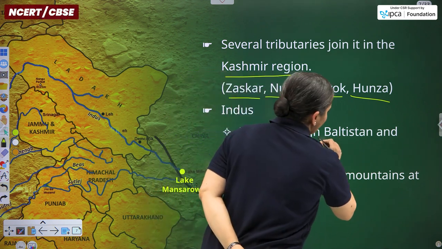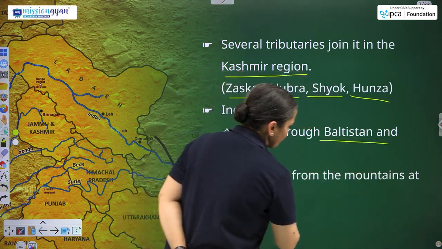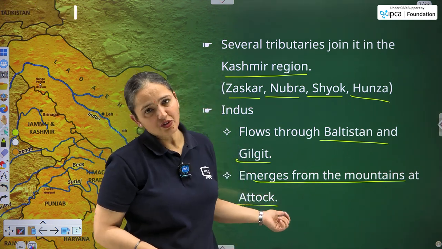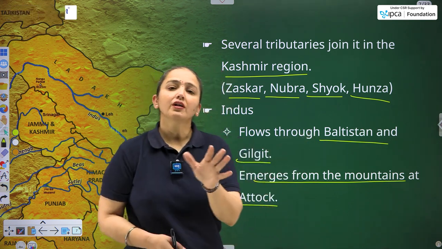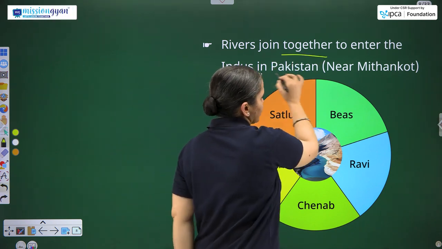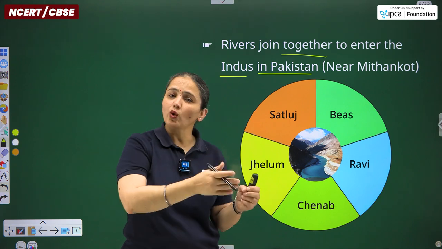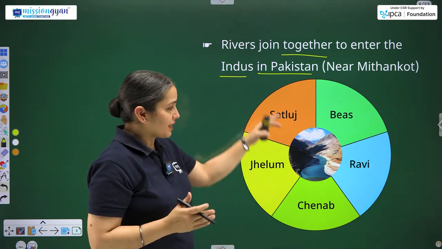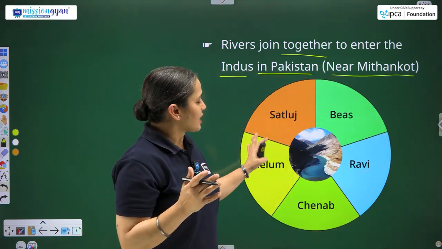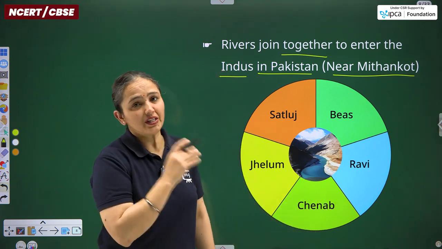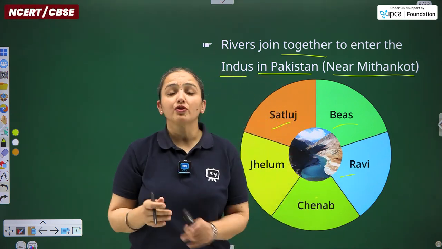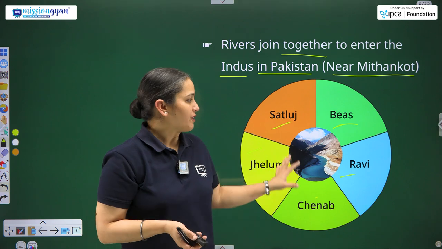It flows through the Baltistan and Gilgit region and then emerges from the mountains at Attock. These regions, particularly Attock, lie entirely in Pakistan, while Gilgit and Baltistan are in the Indo-Pak border region itself. The rivers join together to enter the Indus in Pakistan. All the tributaries give their water inlet to the main river Indus, and thereafter it enters Pakistan near Mithankot, again a prominent region in Pakistan itself. The further tributaries of the Indus are Jhelum, Satluj, Beas, Ravi, and Chenab, and 5 of them pass through before entering the Pakistan region.